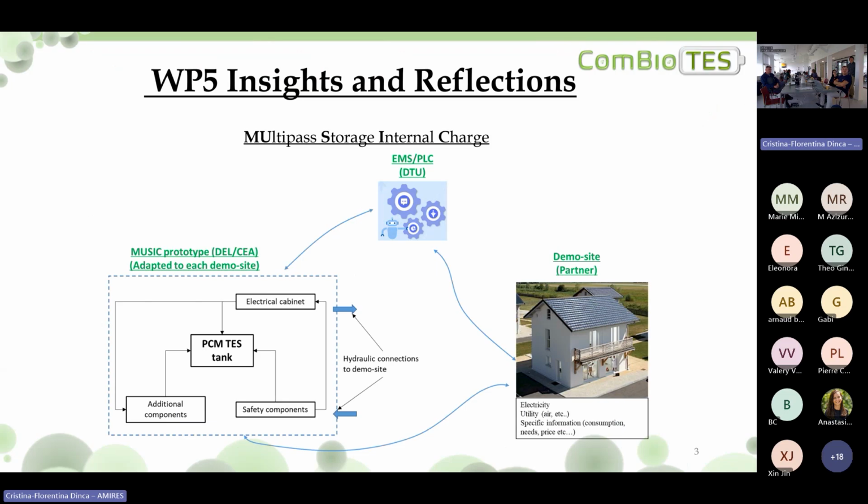The prototype, basically what it is. It was a kind of common work between different partners, with 2 partners being involved in the manufacturing, namely Delaunay, the boiler maker, and CEA. DTU, which is working on the EMS PLC, and the demo site's partner. So it depends, it could be CEA, it could be DTU, it could be IEO. So that means that to be successful, we need to be successful in connecting all these elements.